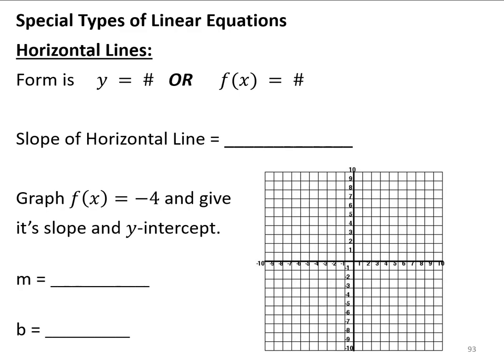Special types of linear equations. Horizontal lines are of the form y equals a number, or a constant, or f of x equals a number, or a constant. Now the slope of a horizontal line is 0.